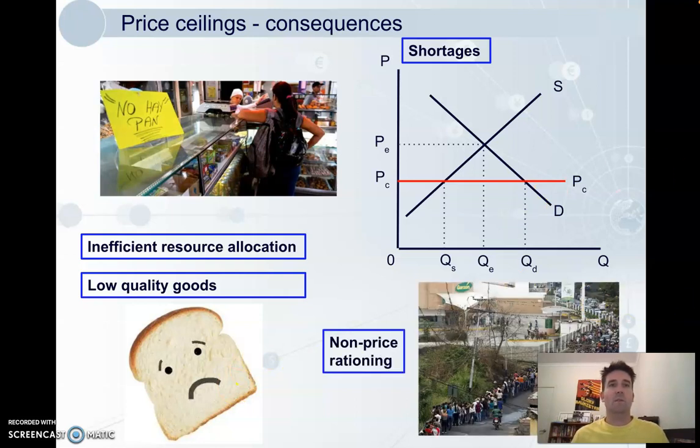We also get non-price rationing here. So here there's a limit per customer. This is Venezuela. Long lines to wait for bread. So here's a typical picture of a bread line. These people just, all they want is bread.